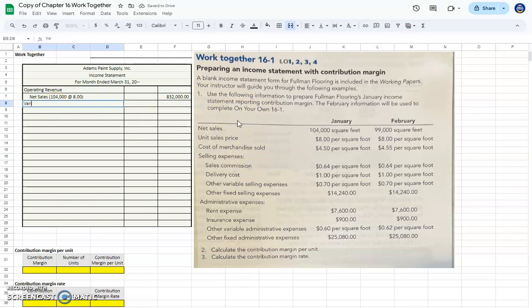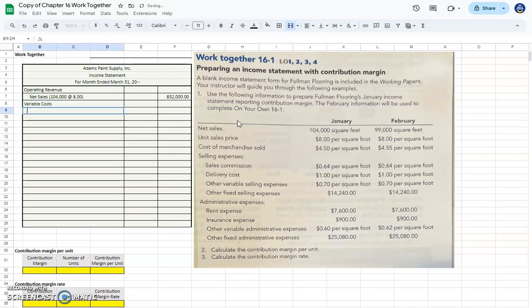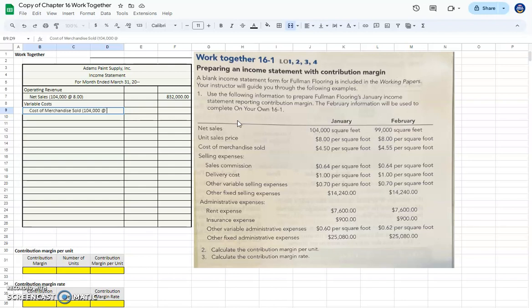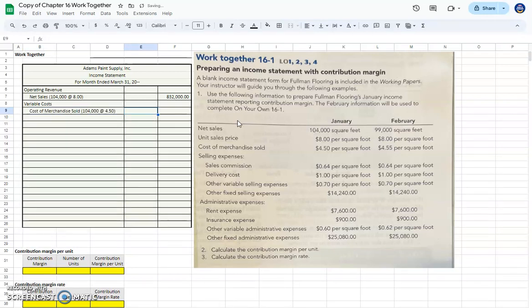Now we're going to do our variable costs. The first one's going to be cost of merchandise sold. Okay, and that is, again, 104,000 in square feet at $4.50. So we'll do equals 104,000 times 4.5 is $468,000. And now we'll do sales commissions.